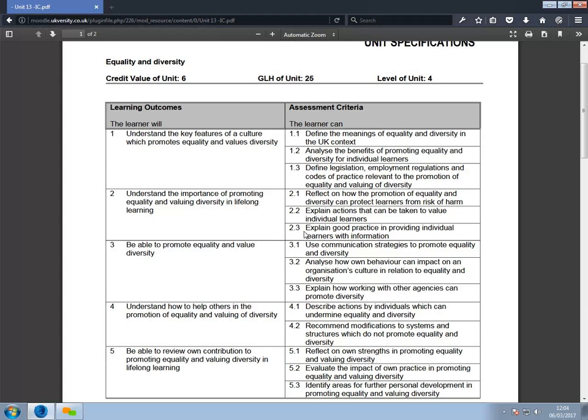Now, quite often we'll do this during the initial assessment stage. It can be actions you can take to value particular individual learners. It may be that you've got learners with a particular problem, and that reflects on the promotion of diversity and protecting learners from harm. Well, again, that feeds into the bullying part of the classroom guidance, and again, you'll have covered some of that already.